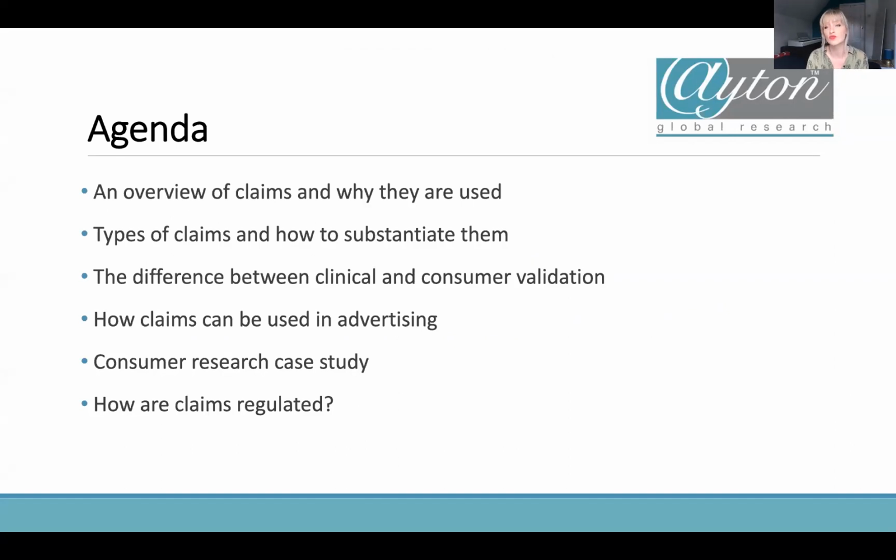Thomas is also going to take us through one of his case studies, so you can see in practice how consumer research is used to validate claims. We're also going to touch on how those claims are regulated once you've managed to get all that testing as well. So a lot of content today, and I think it'll be really handy for you all to know.